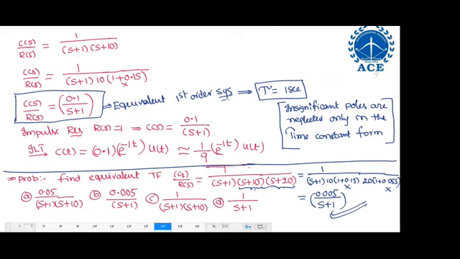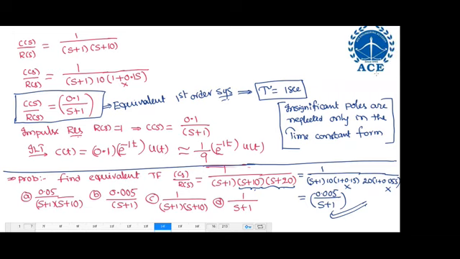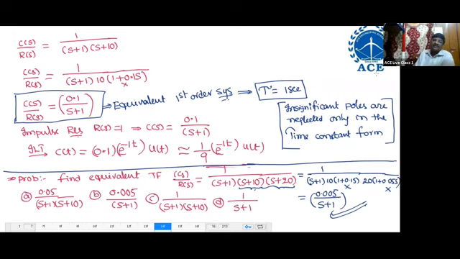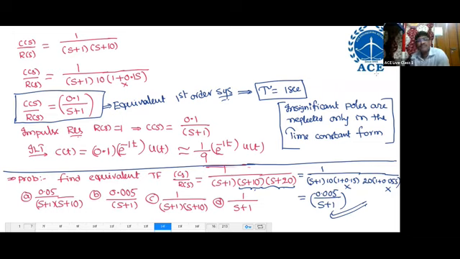While finding the type of closed loop transfer function, why are we going for the open loop transfer function? I told you, integrators we can identify only in the open loop form. We cannot identify integrators in the closed loop form. Integrator means what? 1 by S terms. Yes, sir. 1 by S terms we can find only in the open loop form. We cannot identify them in the closed loop form.